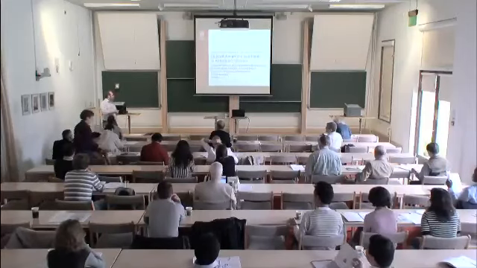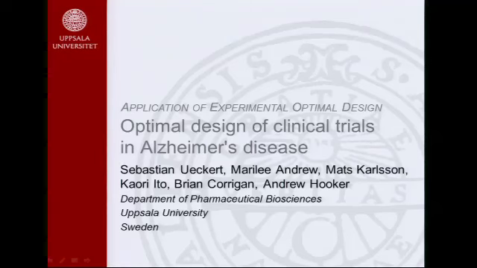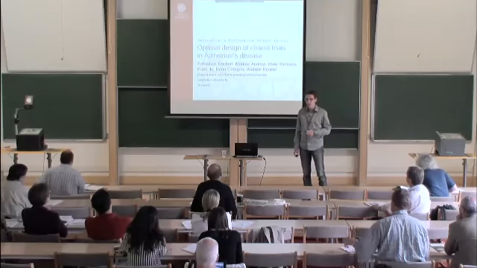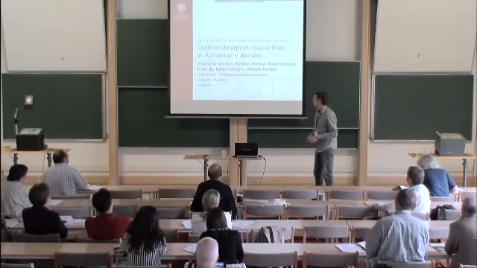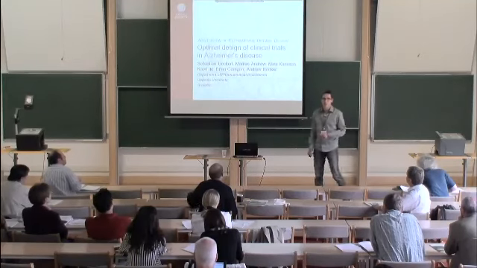The first of which is given by Sebastian Ueckert from Uppsala University in Sweden, and he's going to be talking about the optimal design of clinical trials in Alzheimer's disease. Thank you. So my name is Sebastian Ueckert. I'm a PhD student from the Pharmacometrics Research Group at Uppsala University, and I will give this talk in place of Andrew Hooker, who unfortunately can't be here today.